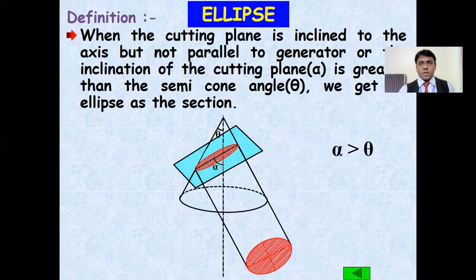Similarly, you will be able to understand how an ellipse is obtained, as I previously discussed: when the cutting plane is inclined to the axis but not parallel to the generator, or the inclination of the cutting plane alpha is greater than the semi-cone angle theta, we get an ellipse as the section. So here the angle alpha on the diagram is greater than the angle theta. So when we convert the outcome of this cutting surface into a plane structure, that is an ellipse.